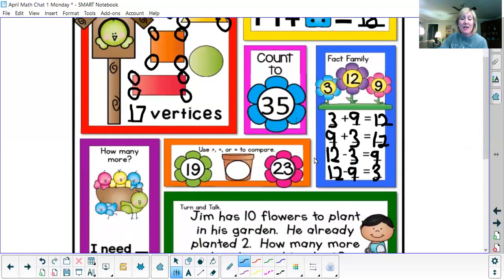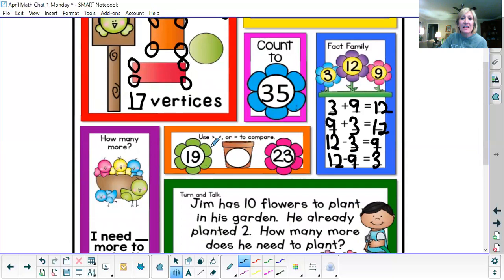Good job. Now we're going to be comparing these 2 numbers, 19 and 23. Which one is bigger and which one is smaller? We're going to use our little symbols, greater than, less than, or if they're the same, equal to. Now, 19 has 1 group of 10 and 9 extra ones, and 23 has 2 groups of 10 and 3 extra ones.